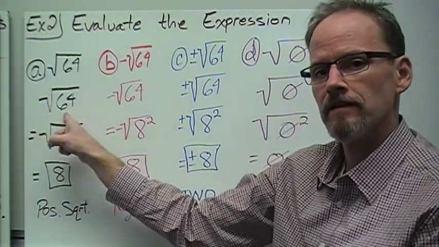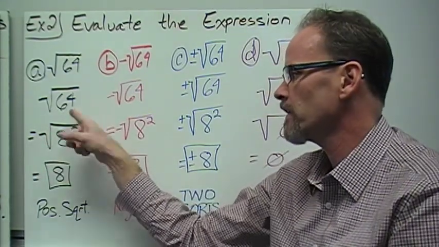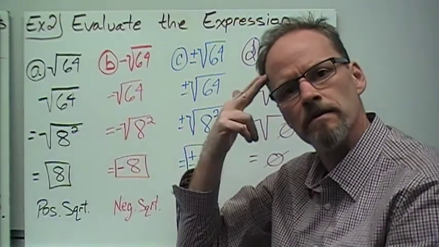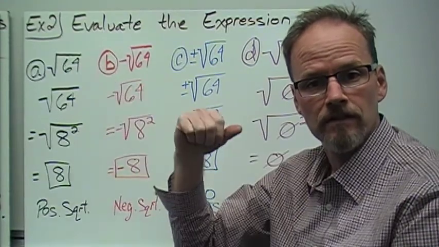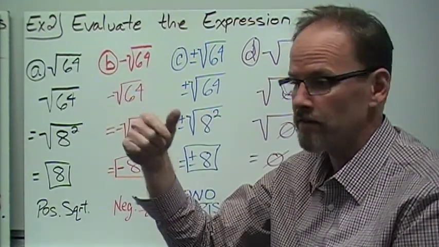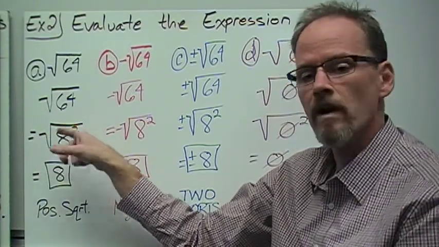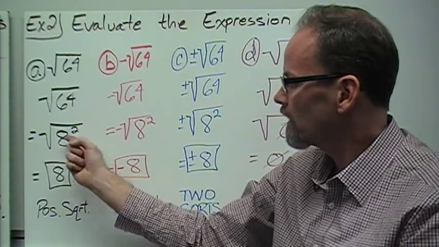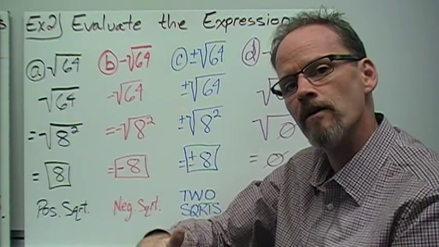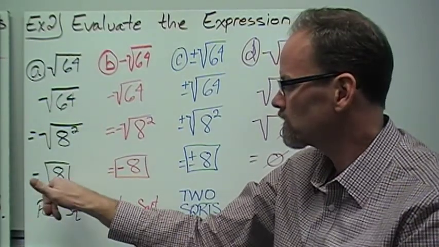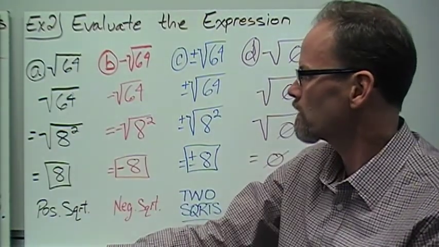I would rewrite the problem, and to go from here to here, I'm thinking, okay, I need a number times itself to get 64. Well, that's 8. 8 times 8 is 64. So I'm going to rewrite it as the square root of 8 squared inside. And then I know that 8 squared, to bring that out of the square root symbol, is just 8. So I know that 8 is the positive square root of 64.